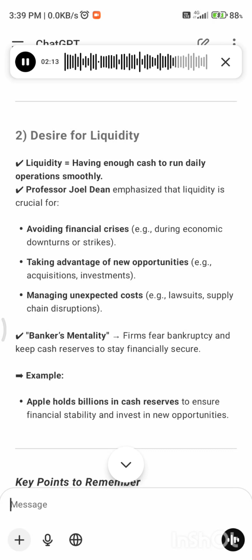Banker's mentality. Firms fear bankruptcy and keep cash reserves to stay financially secure. Example, Apple holds billions in cash reserves to ensure financial stability and invest in new opportunities.